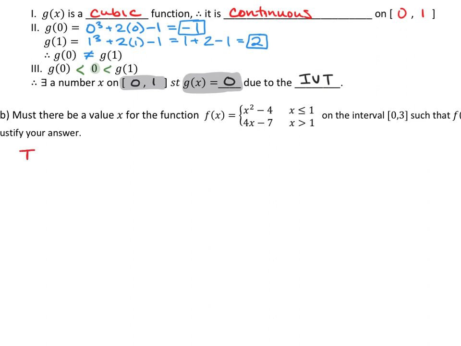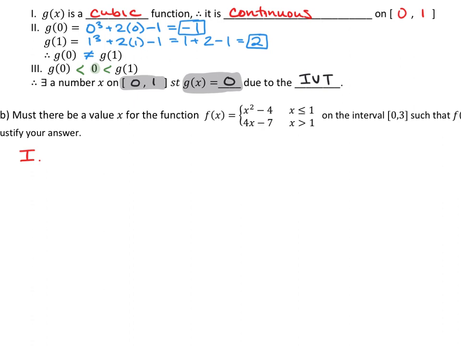Now this is what kind of function? Piecewise. For a piecewise function to be continuous, we need to make sure that on that interval between 0 and 3, there are no breaks in the graph. The way we do this for a piecewise function is we say, okay, the first piece is all before 1. What kind of function is this? Quadratic. Are quadratics continuous? Yes. Okay, great. What kind of function is after it? Linear. Are linears continuous? Yes.